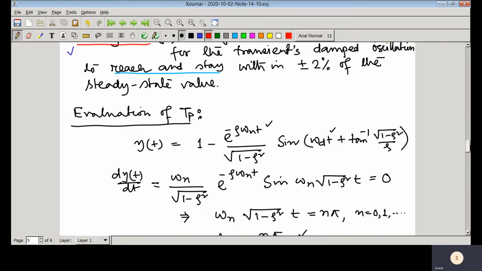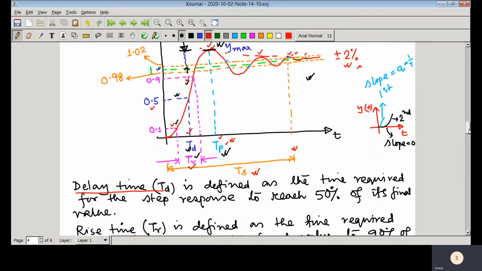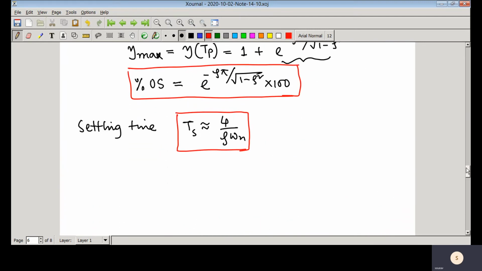If you look at that time response, you can see those peaks: the first peak, second peak, third peak, and they follow one exponential decay curve. Now you need to find at what value it first reaches and stays inside the plus minus 2% band. Then you can take some simplification, some approximation, and finally you will get the settling time.